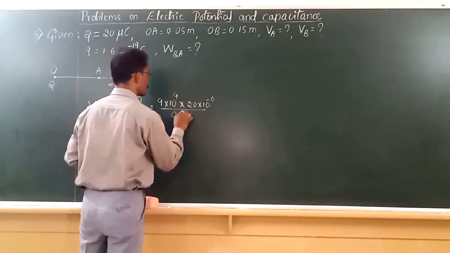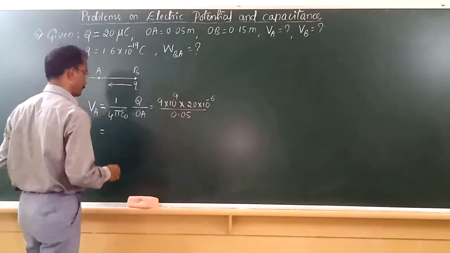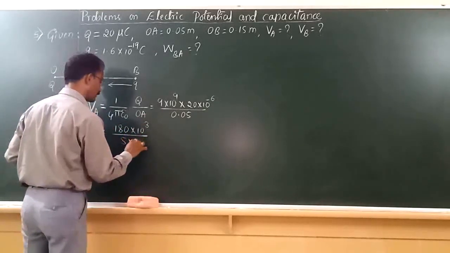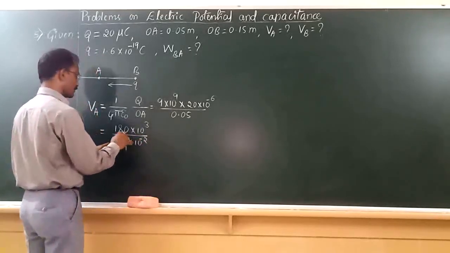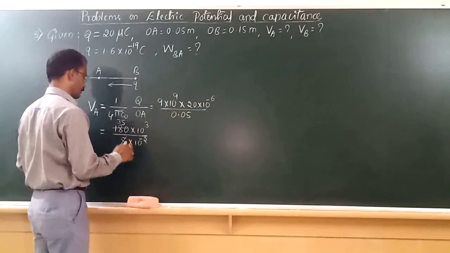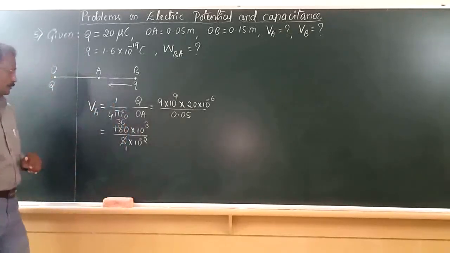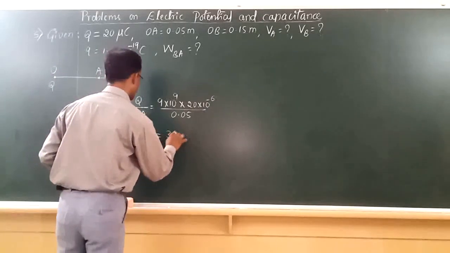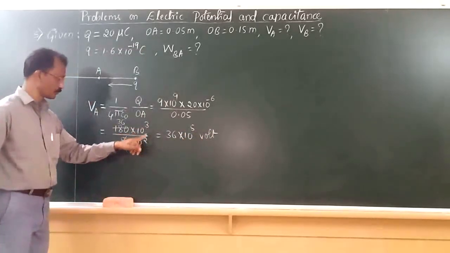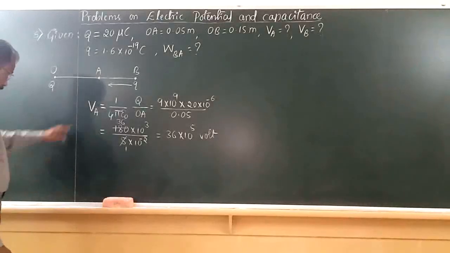9 × 10⁹ × 20 × 10⁻⁶ divided by OA, 0.05. This can be written as 180 × 10³ divided by 5 × 10⁻², it is 36 × 10⁵. Potential at A is 36 × 10⁵ volt.